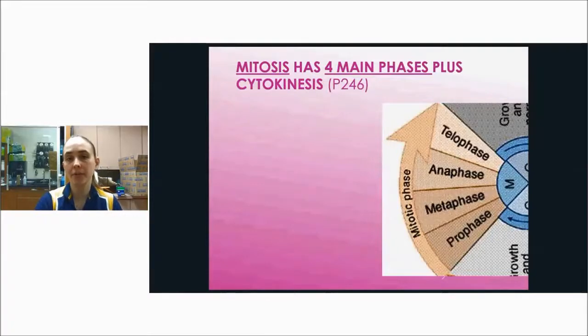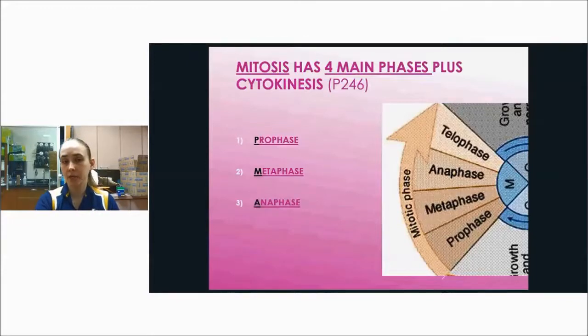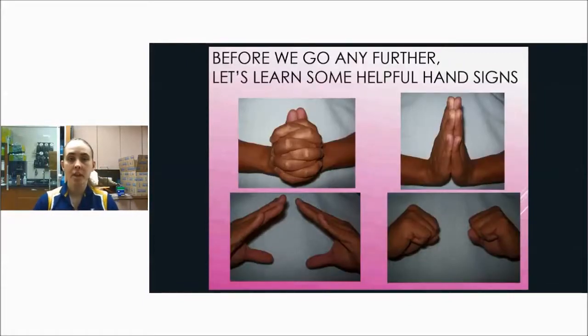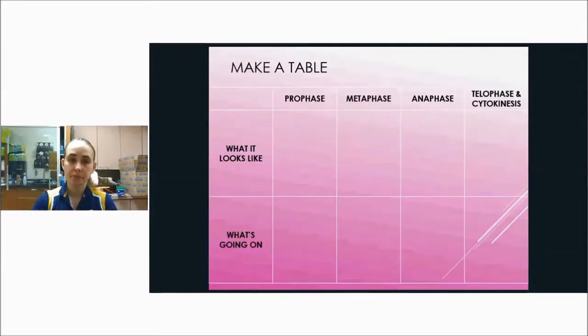Mitosis has 4 main phases plus cytokinesis, and they are prophase, metaphase, anaphase, and telophase with cytokinesis. We call it PMAT. And the hand signals, again, I showed you in class: prophase, metaphase, anaphase, telophase. So we have this table. You already have it printed out. If you were absent that day and you do not have it, then go ahead and make a copy of it for yourself.